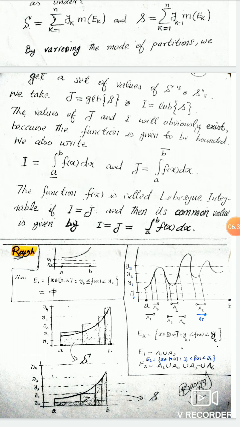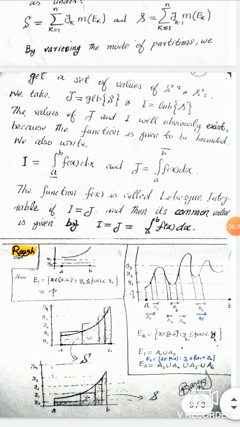If we get the value of I equal to J, then the function is Lebesgue integrable, and its common value is given by I equal to J equal to the integral from a to b of f(x) dx. It means that the function is Lebesgue integrable.